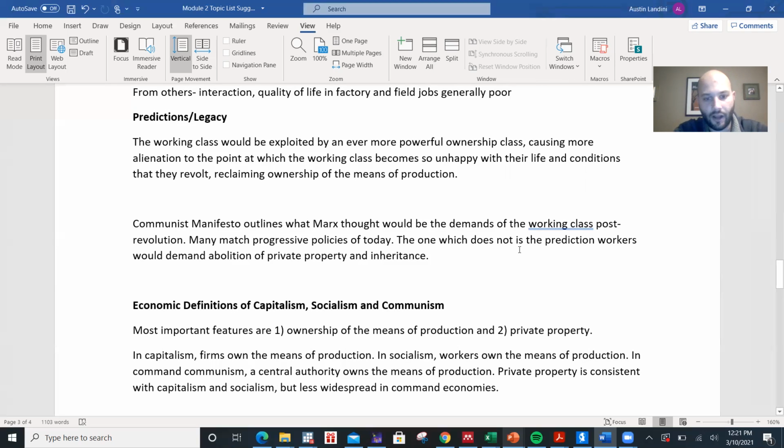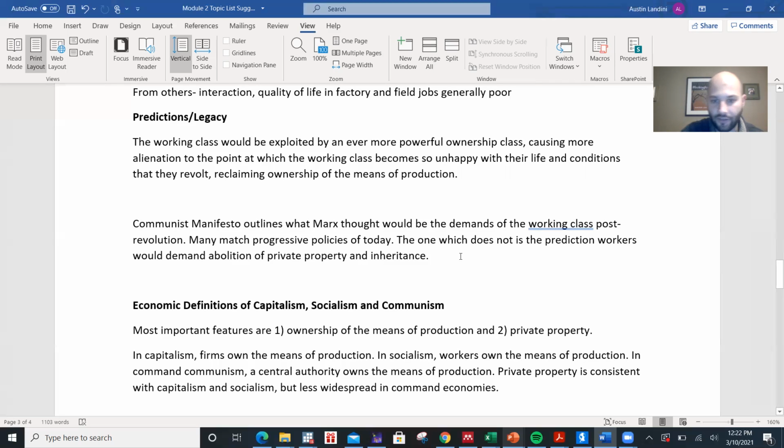And finally, we didn't talk too much about the Communist Manifesto, but many of Marx's predictions and most notorious predictions come out of the Communist Manifesto. There's a section in which Marx indicates what he believes will be the demand of the working class post-revolution. Some of them match progressive policies of today: improvements in education, public services, slavery and child labor abolition. One which does not is the prediction that the workers would demand the abolition of private property and inheritance.